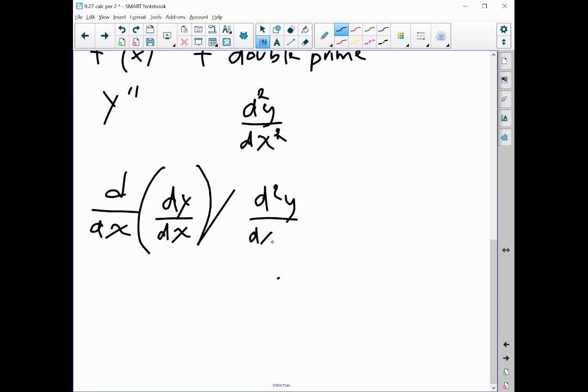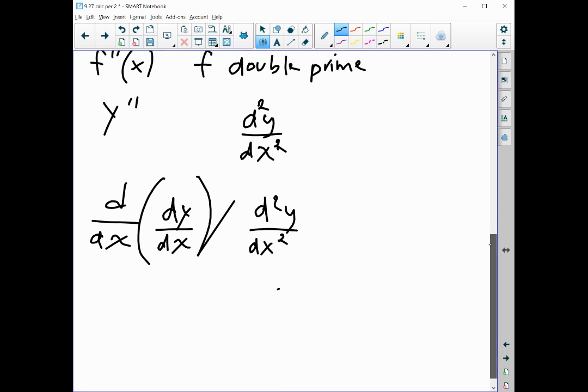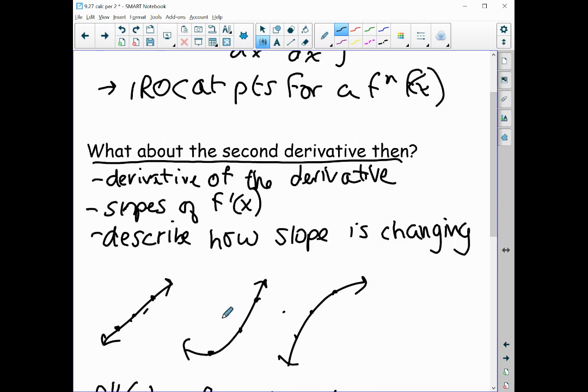So instead of putting it in parentheses, they just say dx squared. Okay, so that Leibniz is the second derivative notation. If you're comfortable with the double prime, we're going to use double prime. So let's go back to my example of how we can say that the slopes here are different.